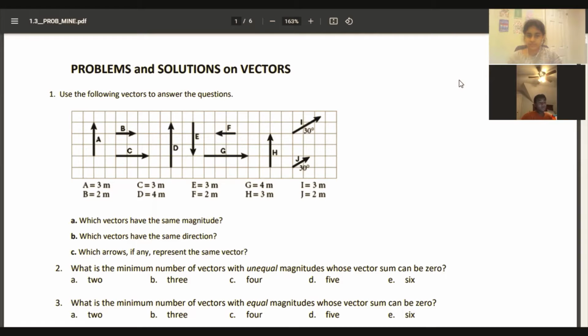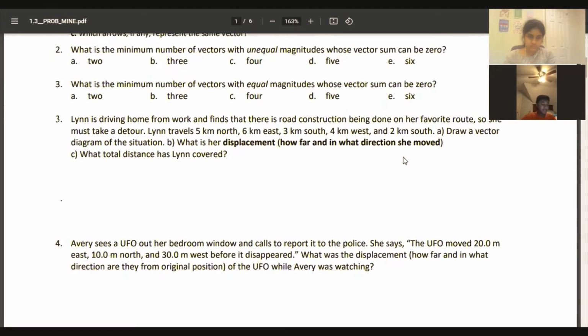So we're gonna go over a few of the practice problems that we had for topics 1.3, and we're just gonna go over some of the ones that we found challenging or some of the ones that were a little tricky to navigate. So let's go ahead and get going with number 3.